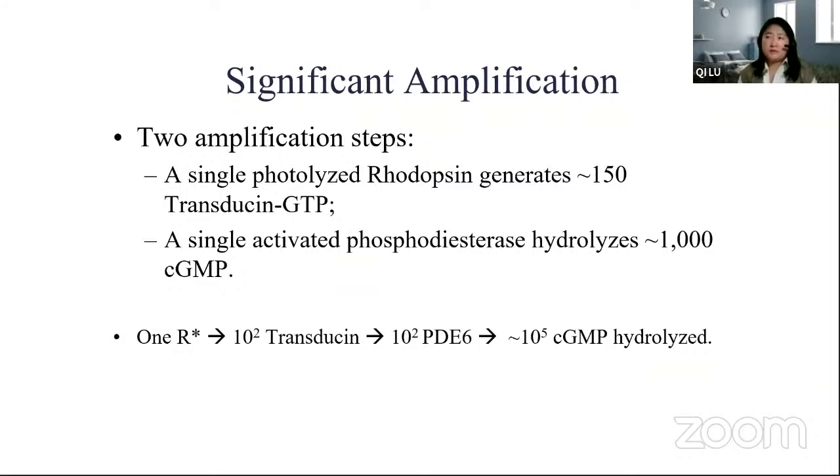So this step produced a significant amplification. There are two steps. The first step is that a single photolyzed rhodopsin generates about 150 transducin GTP. A single activated phosphodiesterase hydrolyzes about 1,000 cyclic GMP. So one rhodopsin star can activate about 100 transducin, and transducin activates hundreds of PDE6, which will cost about 10,000 cyclic GMP hydrolysis. So now this signal amplification is from 1 to 10,000.